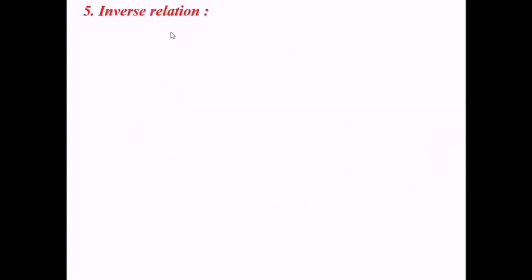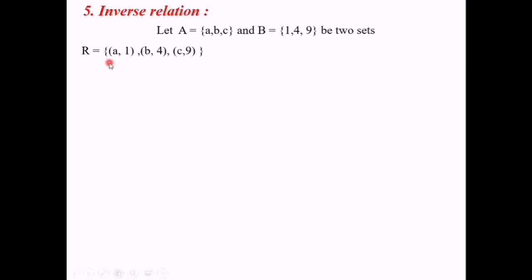Inverse relation. Let A and B be two sets. A has its elements a, b, c and B has its elements 1, 4, 9. Relation R is here. Its elements are (a, 1), (b, 4), (c, 9). This relation is from set A to set B.